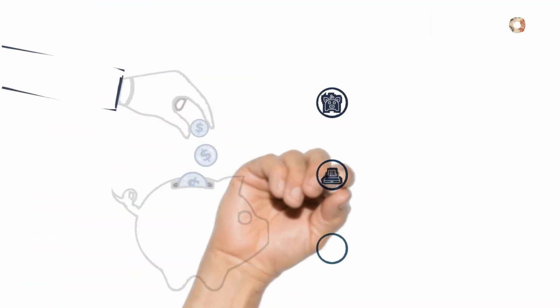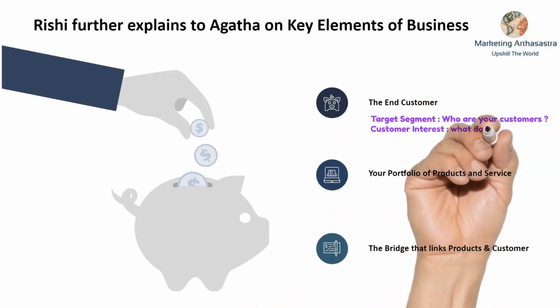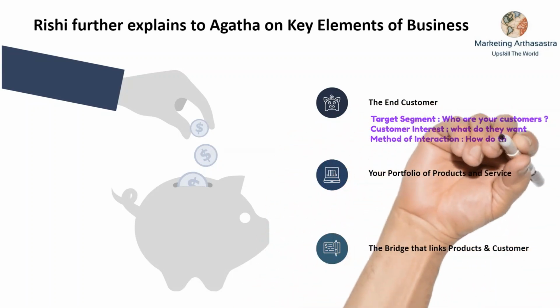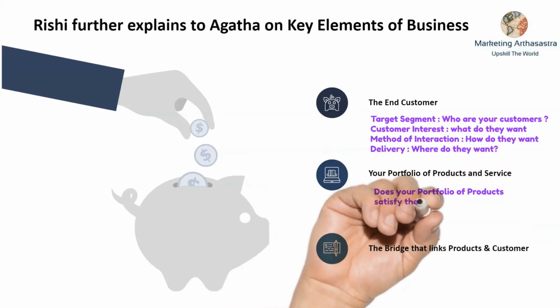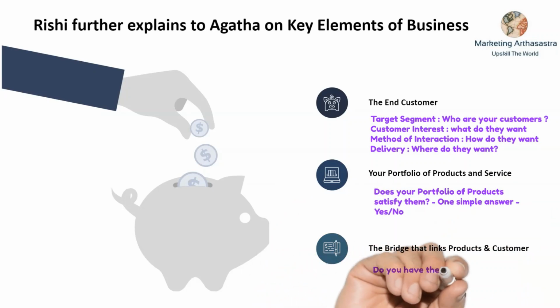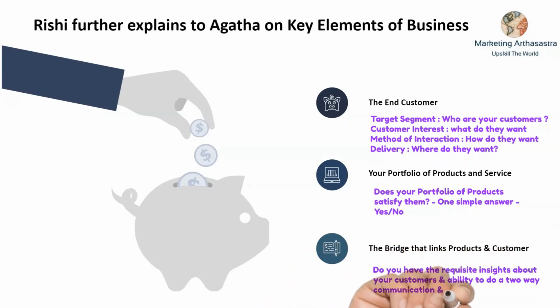After doing the SWOT analysis, Rishi further explains to Agatha that she just cannot start doing digital marketing straight away, but rather she needs to focus on 3 key elements of business. The first element is the end customer. What is the target segment that she is looking at? And second, what are they interested in? And third, how are you going to speak to them or interact with them.